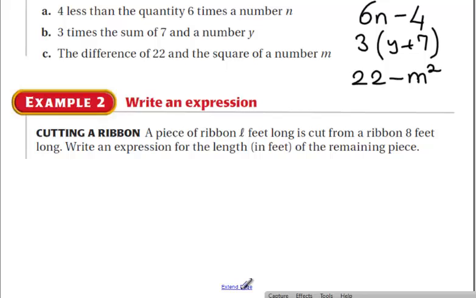Next question is a word problem. It's describing a situation, so we have to write that as an expression. A piece of ribbon, L feet long, is cut from a ribbon 8 feet long. Write an expression for the length in feet of the remaining piece. So L is the original, the first length, and we're just taking away the 8 feet long ribbon from the total. So this is our expression. This is our answer. Okay, now let's move to the second page.